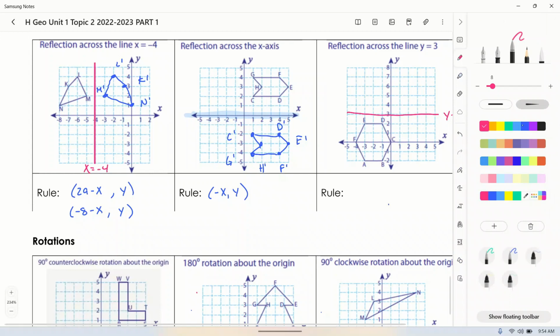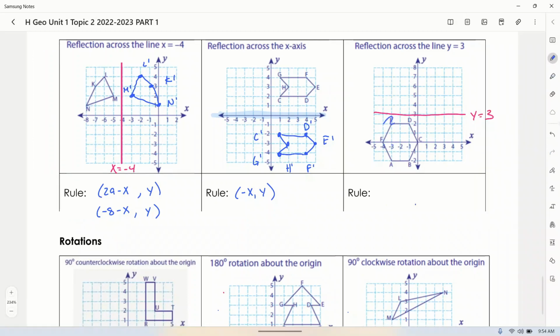Okay. So for all practical purposes, F is 1, 2, 3 below, so we're going to go 3 above. E is 1 below, so we go 1 above. Same with D. C is 3 below, so we'll go 3 above. B is 5, so we'll go 1, 2, 3, 4, 5. And A is there as well. Okay, and then the rule here is (x, 2a minus y). What's our a value? It's 3, so we get 6 minus y.